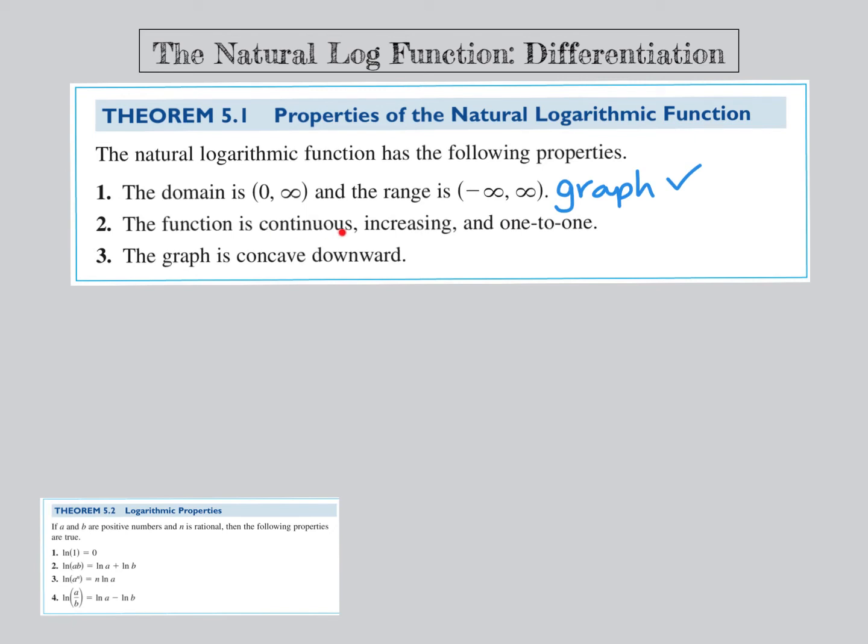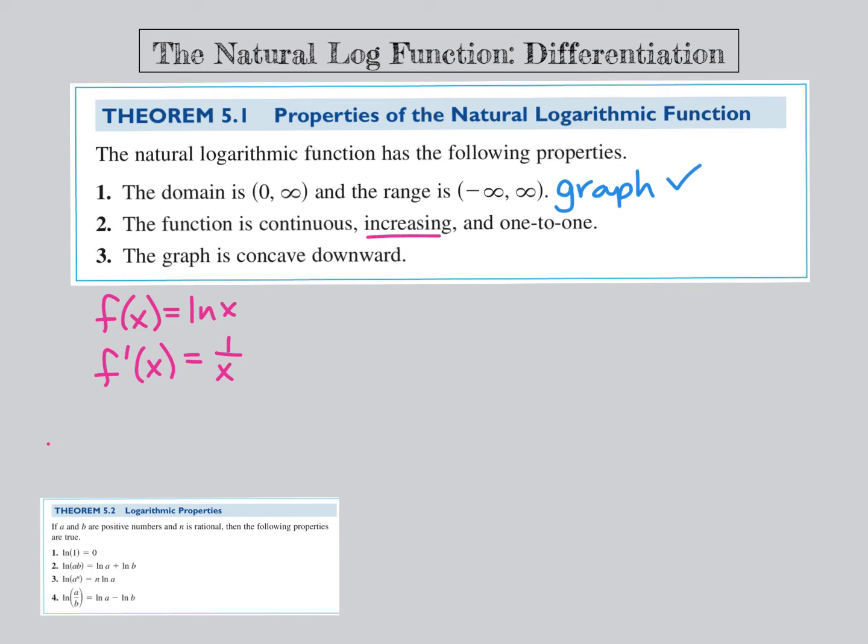Now, it's continuous, and we saw that from our graph, but it is also increasing. We can prove that a function is increasing, if you recall, by proving that its derivative is always positive for the domain. So we are actually going to learn real quick, before we officially write it down, the derivative of the natural log. Our function is the natural log function, and its first derivative is 1 over x. So the derivative of natural log of x is 1 over x.